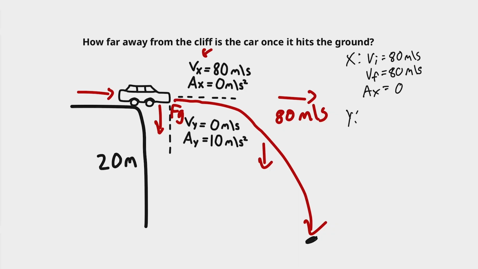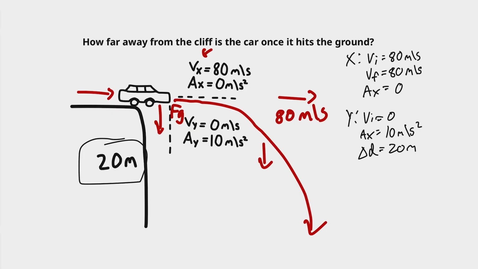And in the y direction, our initial velocity is 0 before it starts to fall. The acceleration due to gravity is always 10 meters per second squared. And because we're told that the cliff is 20 meters, we can say that delta d for distance is equal to 20. Anytime you're dealing with a problem where something is falling off of a surface, the first thing that you want to do is figure out how long does it take for that object to hit the ground.